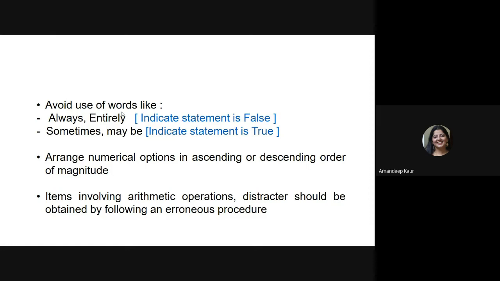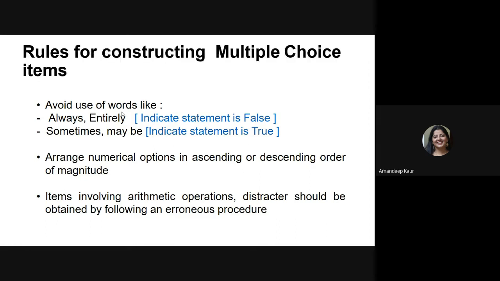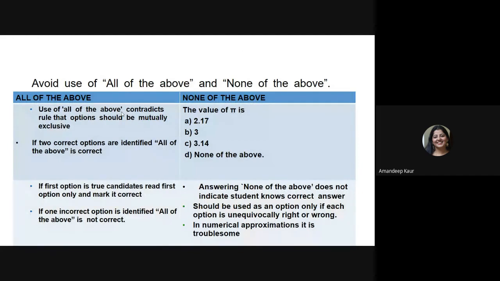Arrange numerical options in ascending or descending order of magnitude in items involving arithmetic operations. Distractors should be obtained by following an erroneous procedure. Avoid the use of all of the above and none of the above.